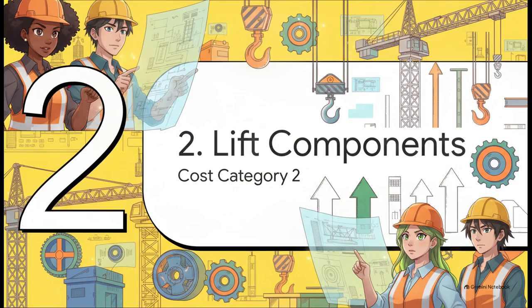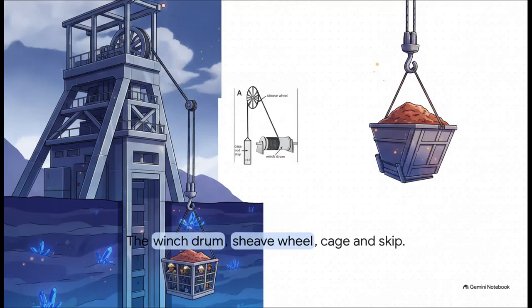Awesome work, cadets. Let's fire up Category 2, lift components. So, your mine headgear isn't just there to look cool, right? It has a massive, critical job. It has to safely drop miners 500 meters underground and then haul 10 tons, yes, 10 tons of heavy platinum ore all the way back up. And to pull that off, you're going to need some very specific heavy machinery.